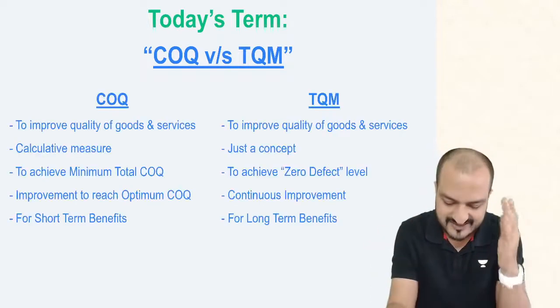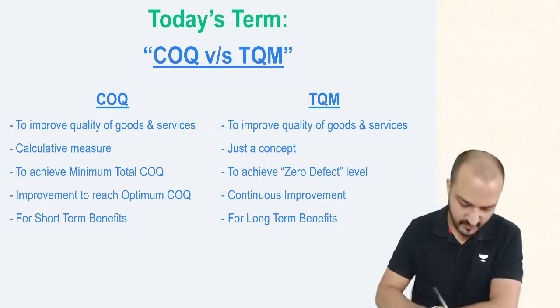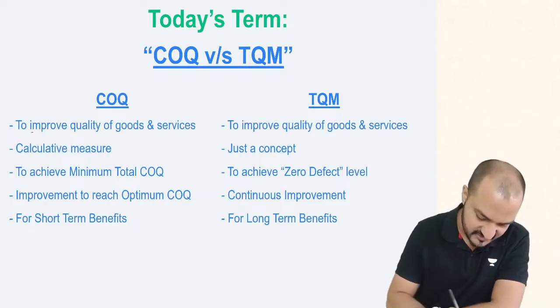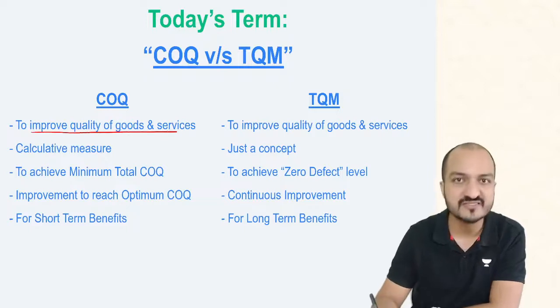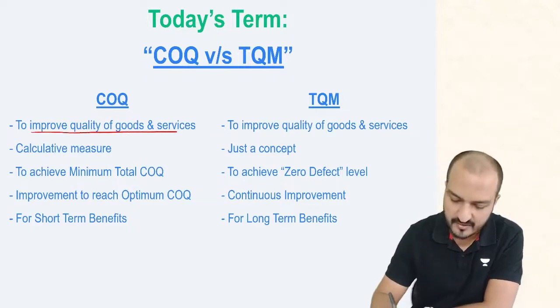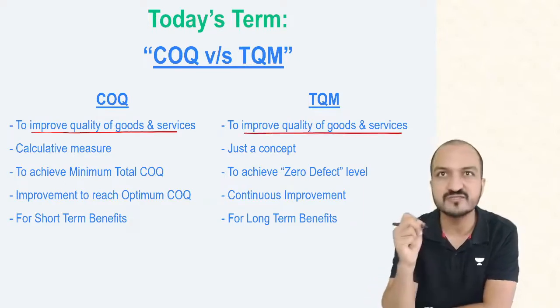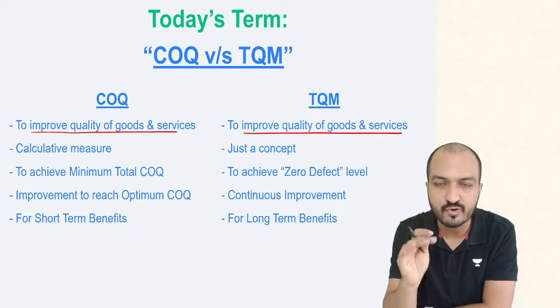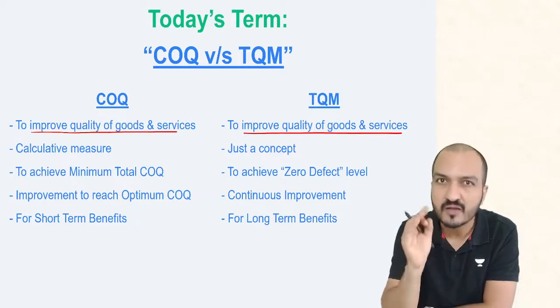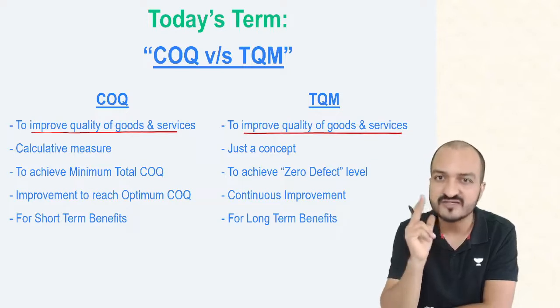The basic premise of both these terms is absolutely the same, that both of them are suggesting to improve the quality of goods and service. COQ is about improving the quality of goods and service. TQM is also about improving the quality of goods and service. So apparently both are pertaining to the same thing, but there is still some difference. I'm going to focus on these differences today.